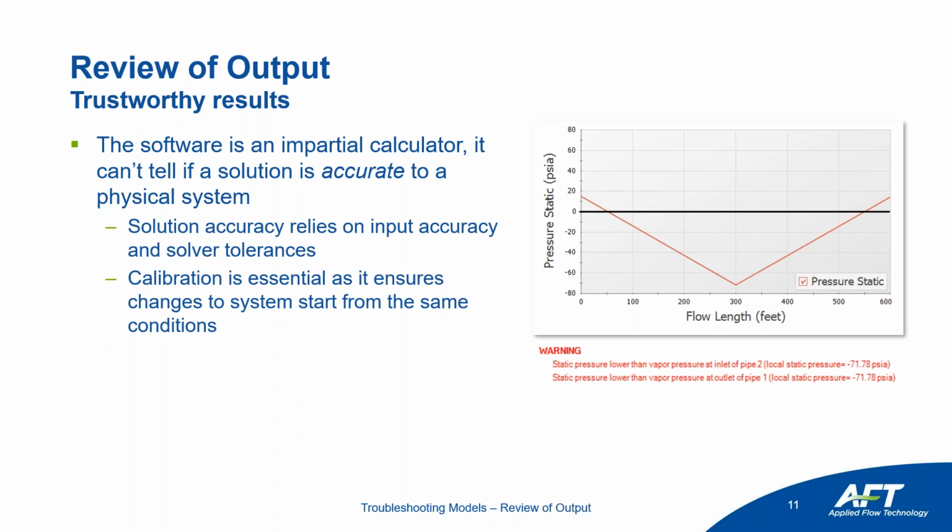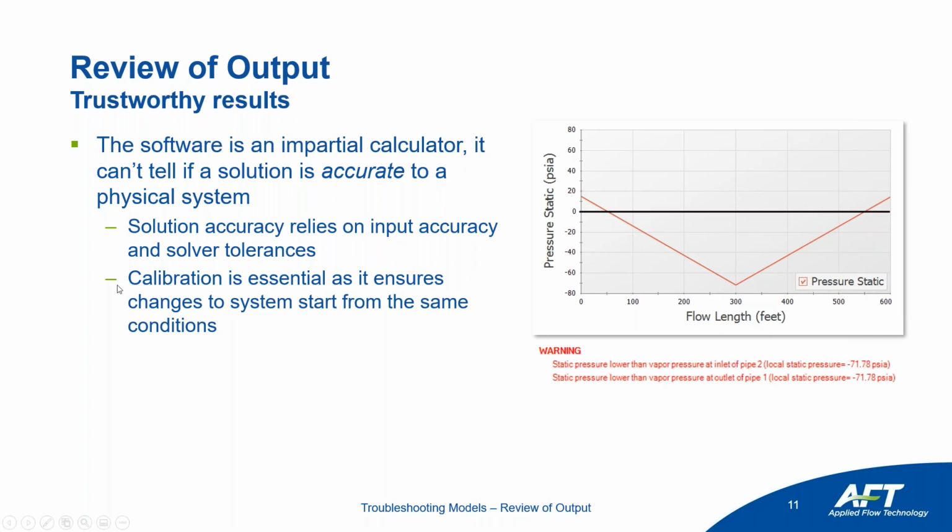So the accuracy of your solution depends on a few things. 1, input accuracy, garbage in equals garbage out. Sound like a broken record. But also the solver tolerances itself. So depending on how it's approaching solving that system of equations, if you have very loose tolerances, it might not converge on a very good solution.